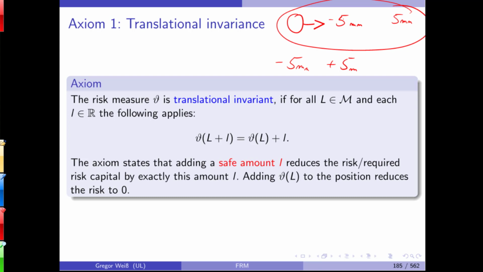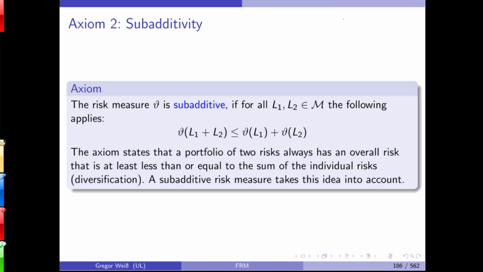Das ist die Translationsinvarianz. Then, subadditivity. The risk measure is subadditive if for all risks L1 and L2, for any set of 2 arbitrary risks, the following applies. Risk measure of L1 plus L2 is smaller or equal than the risk measure of L1 plus the risk measure of L2. What does it mean? In one word, diversification.